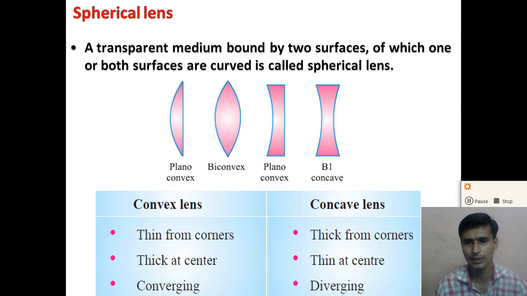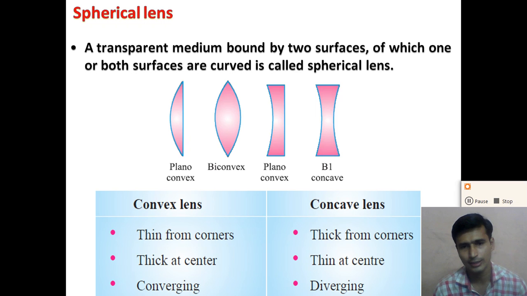So dear student, a spherical lens is nothing but a transparent medium. We use the principle of light refraction, and we produce an image with the help of the spherical lens. Later on we will discuss how images are produced by the different spherical lenses. So now, what are the different types of spherical lens?